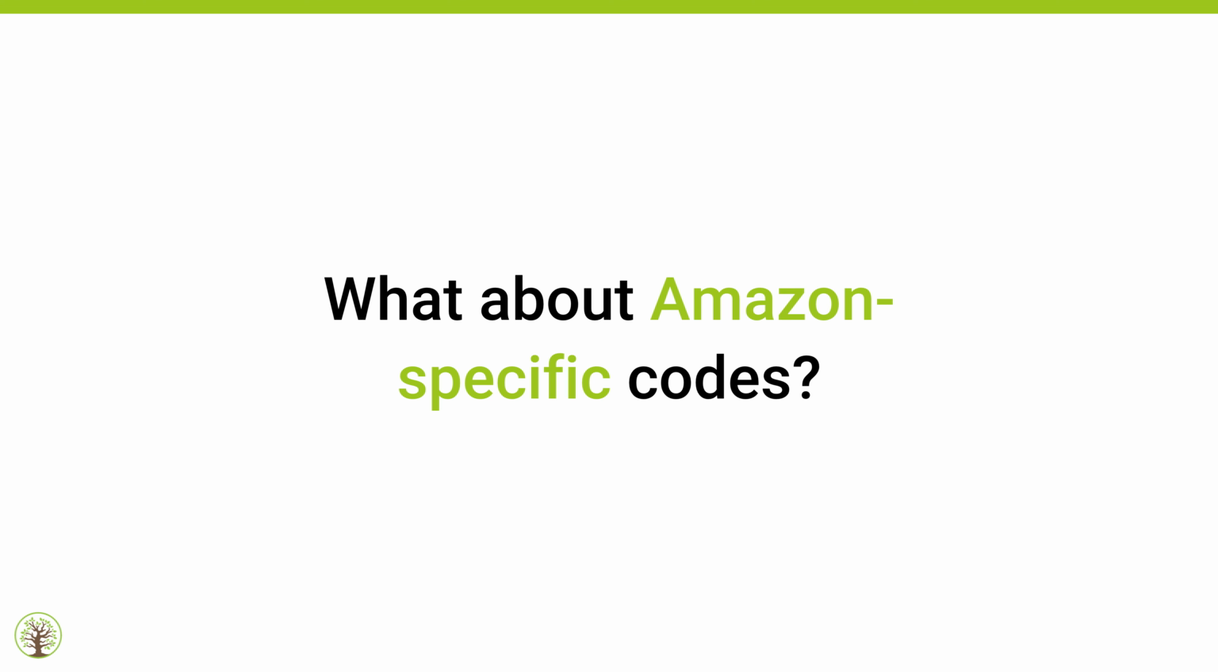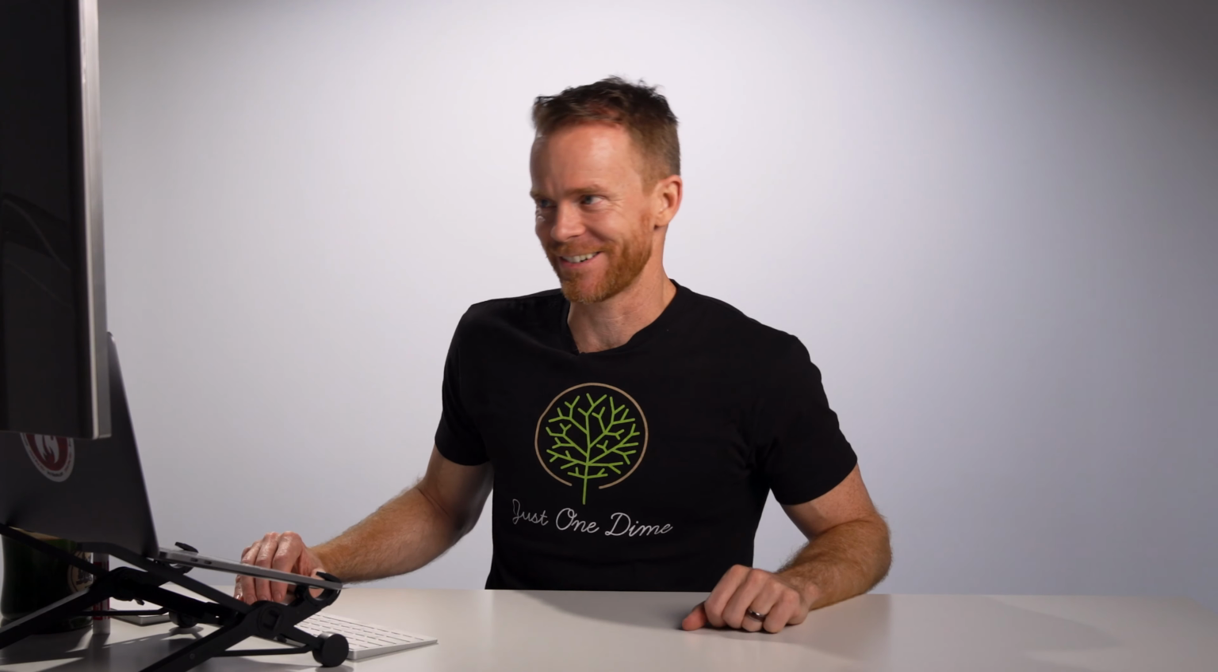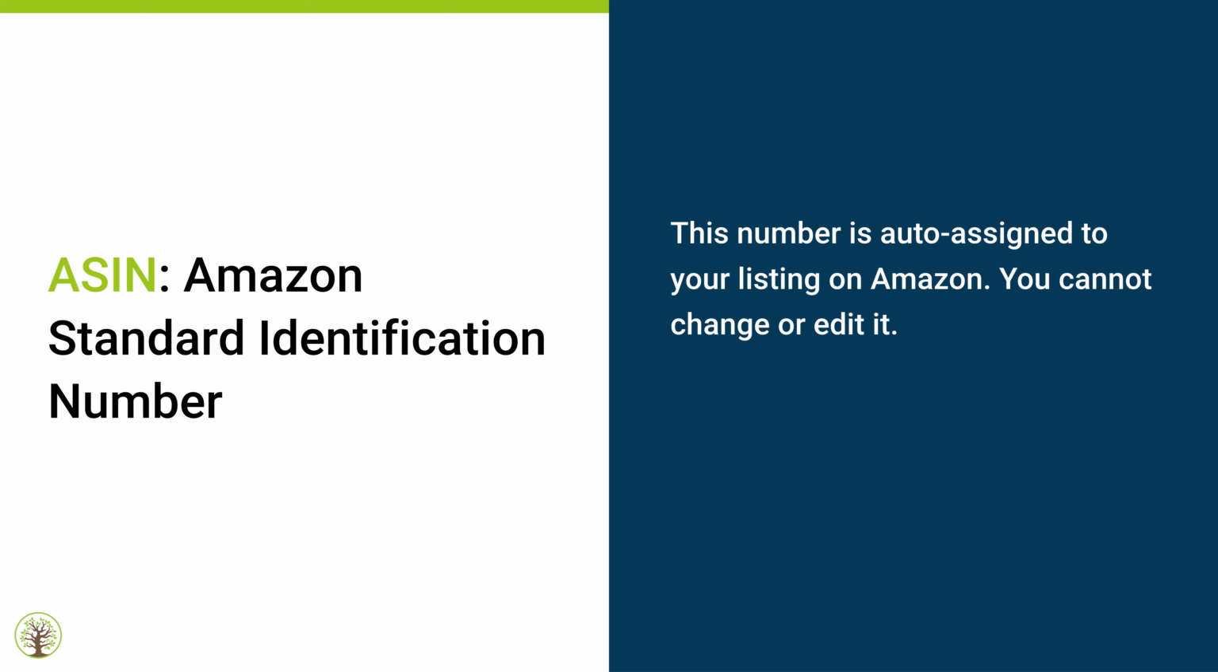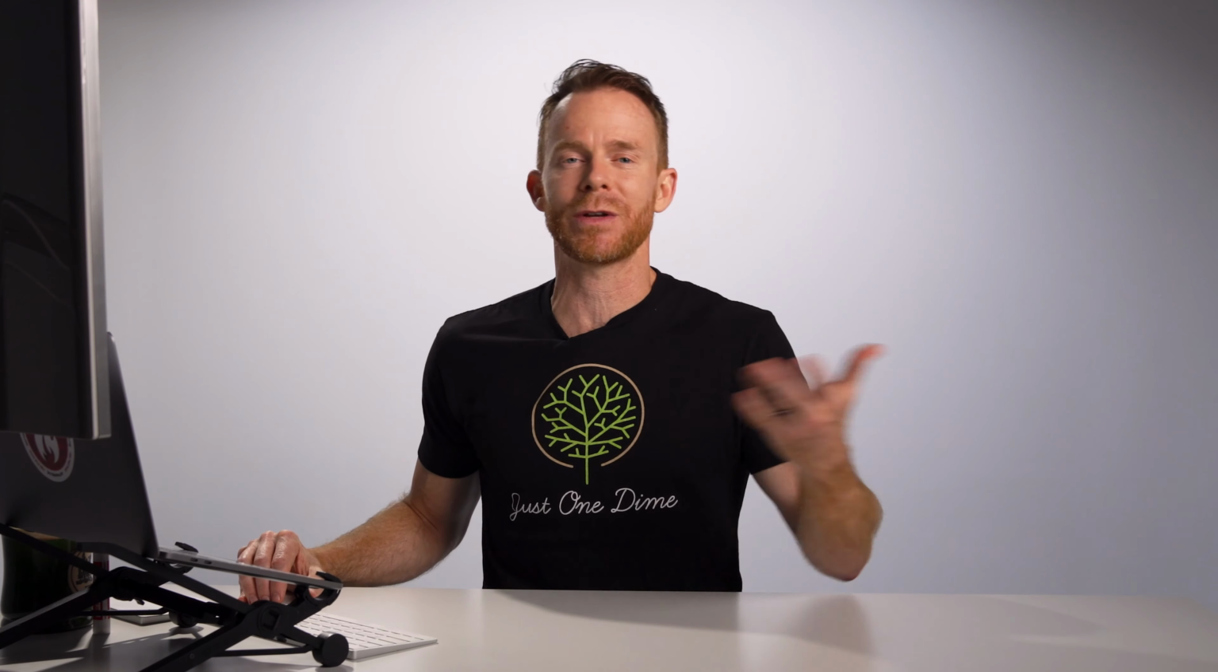Now, what about Amazon specific codes? Now, this is really interesting. You've probably heard of an ASIN. It is an Amazon Standard Identification Number. And the number is auto-assigned to your listing, and it is not something that you can change or edit. It is the easiest way to identify any listing on Amazon. If you know the ASIN, you can find the product.